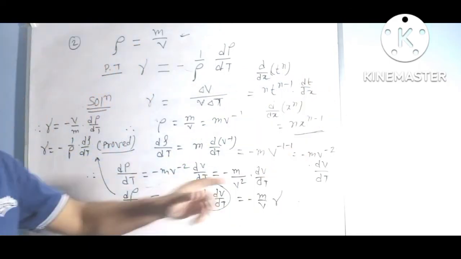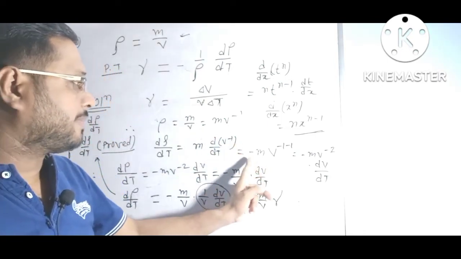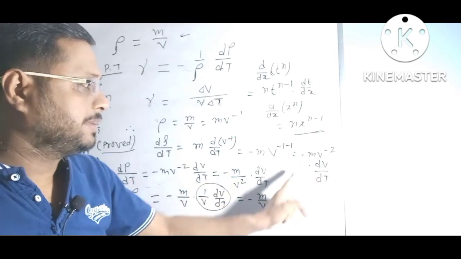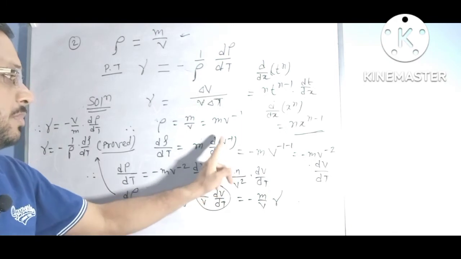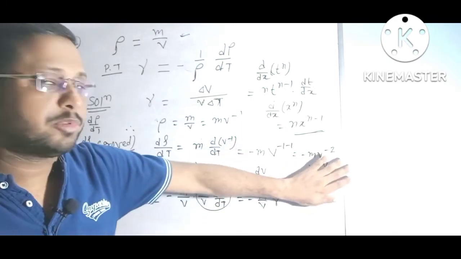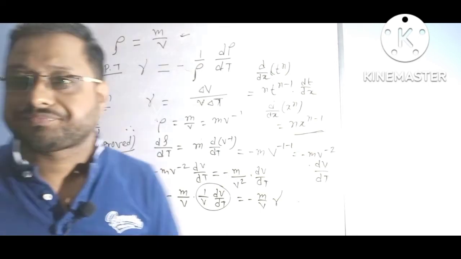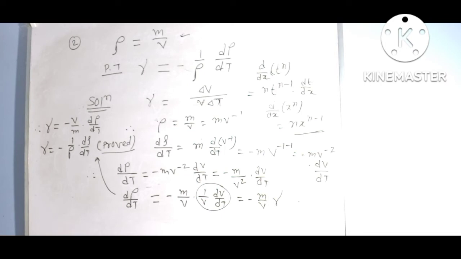So here the function is v, so for v to the power minus 1 we get minus v to the power minus 2 and dv dt, as this is a function of v not t. If this will be a function of t to the power minus 1, then this term will not arise. So at last we can get the volume expansion gamma is equal to minus 1 by rho d rho dt. लिख लीजिए इसको.